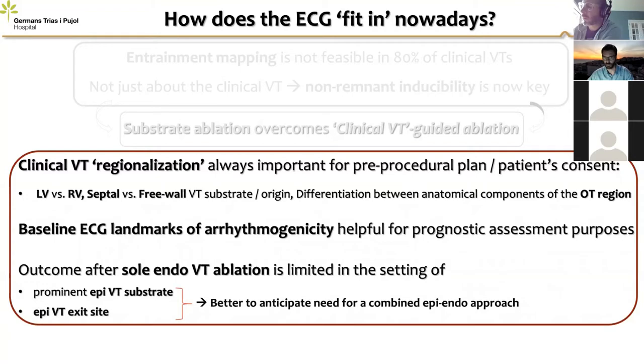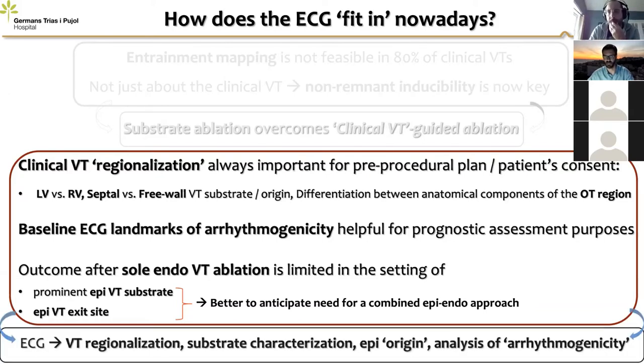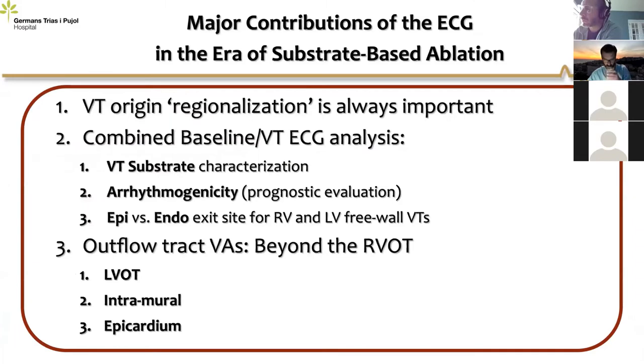We will also assess for the possibility of a prominent epicardial substrate, and this will give us a hint of how this patient could work out with an endocardial VT ablation. So in this area of substrate-based ablation, I will still talk about the EKG for regionalizing its site of origin, for characterizing the substrate, and for analyzing the potential arrhythmogenicity this patient can have.